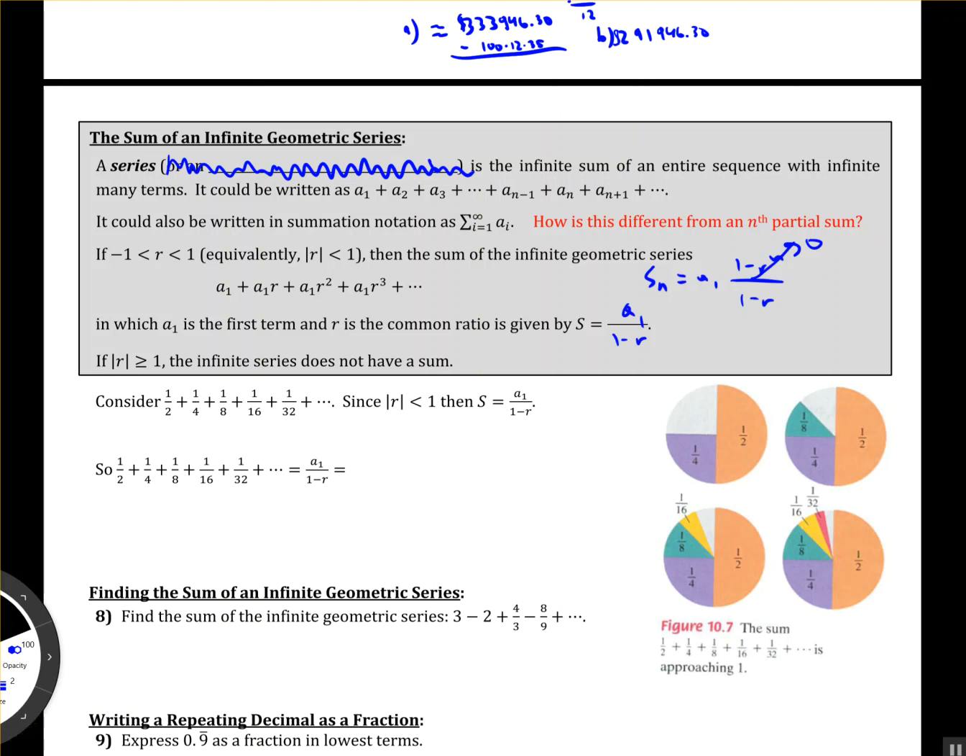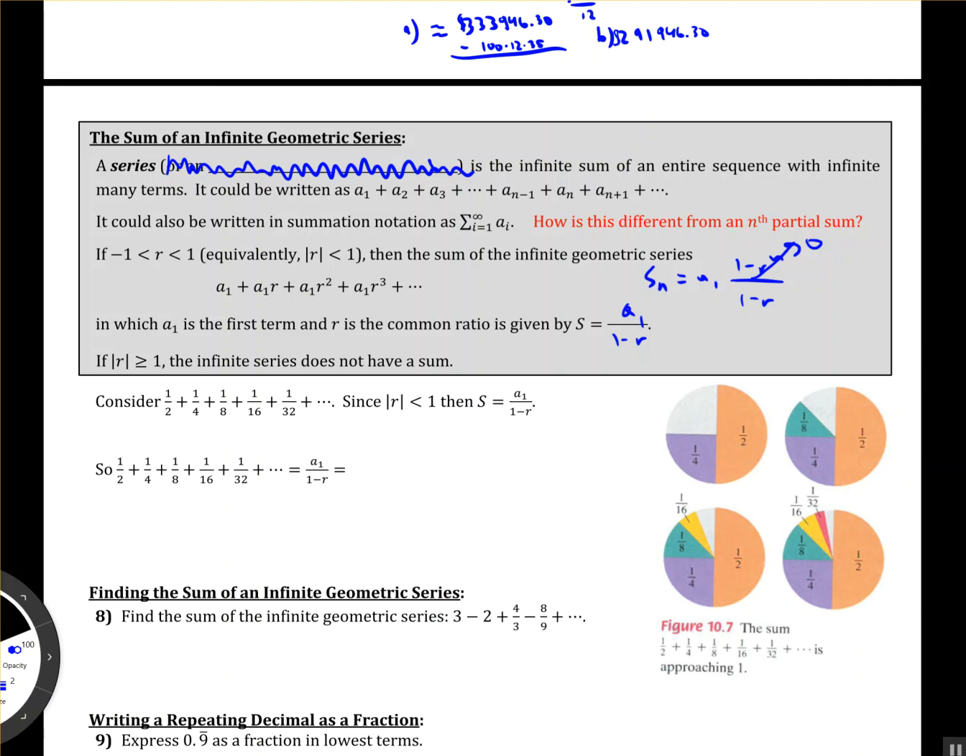And if r is bigger than or equal to 1 or less than or equal to -1, then it does not have a sum. It just keeps getting bigger, or it keeps getting larger in the negative direction, or you can even oscillate back and forth, but we call it a divergent series in that case. It does not have a sum. It does not converge.